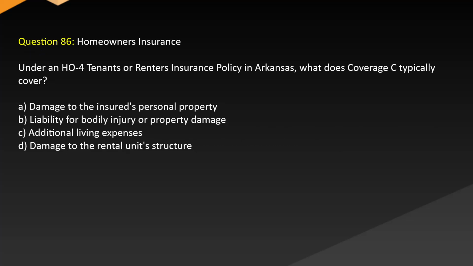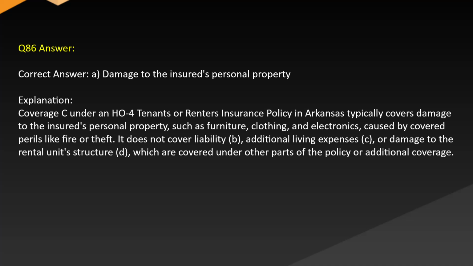Question 86. Homeowners insurance. Under an HO-4 tenants or renters insurance policy in Arkansas, what does coverage C typically cover? A. Damage to the insured's personal property. B. Liability for bodily injury or property damage. C. Additional living expenses. D. Damage to the rental unit structure. Correct answer: A. Damage to the insured's personal property.